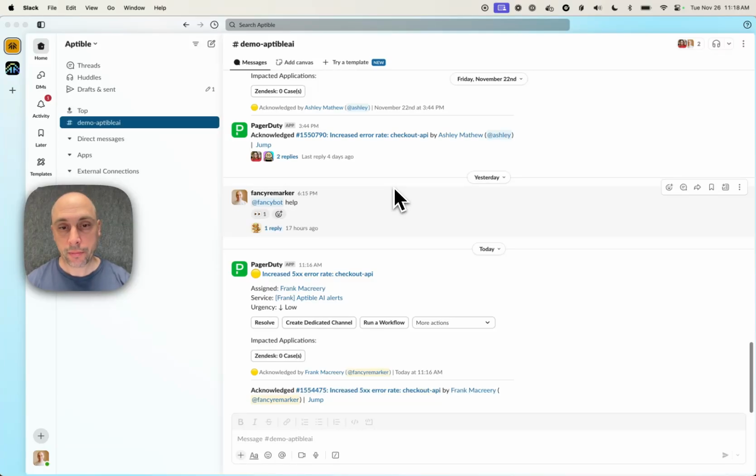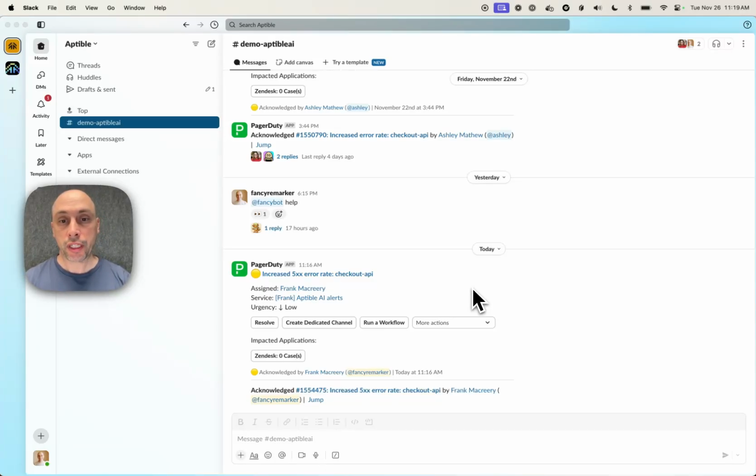I just got paged for this issue by PagerDuty about increased error rate on one of our APIs. Ordinarily, at this point, I would start digging through logs and metrics, trying to identify what the root cause is, but that could take a lot of time.